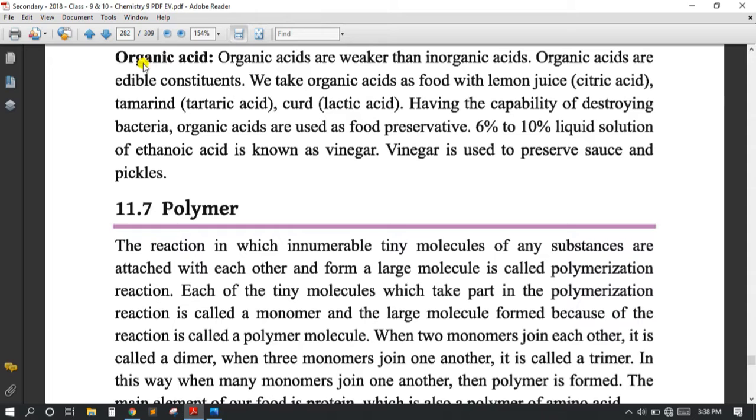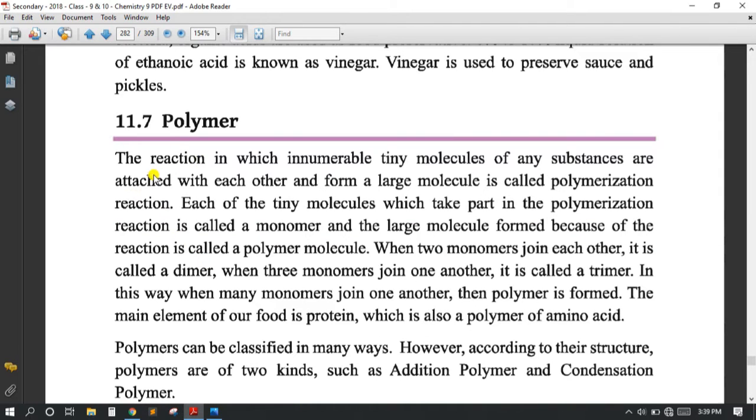In my last class I told about up to organic acid, and today I am explaining the polymer. This is section 11.7. It is written that the reaction in which innumerable tiny molecules of any substances are attached with each other and form a large molecule is called polymerization reaction. So you should mark this portion from here to here. This is the definition of polymerization reaction.